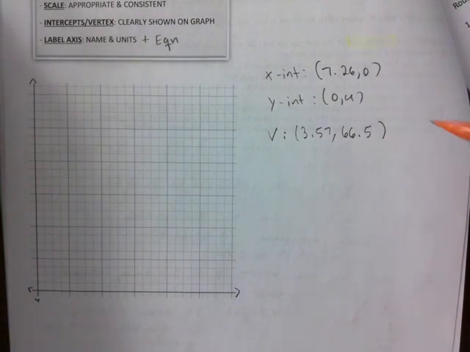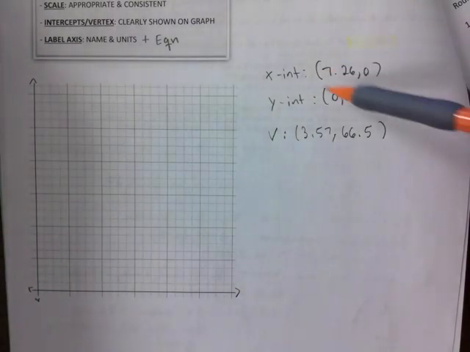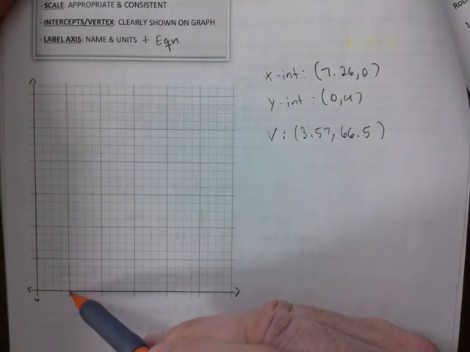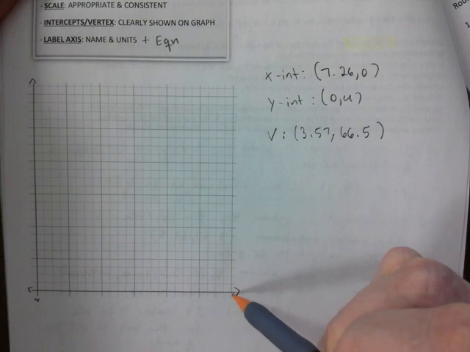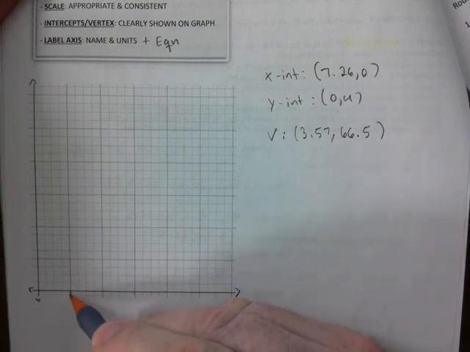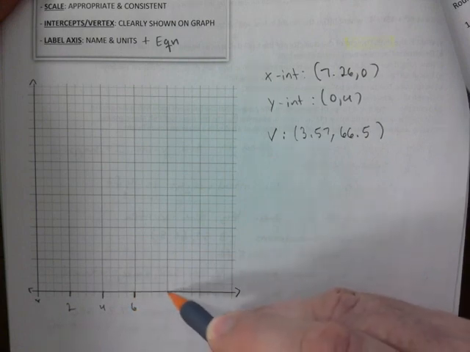Those are the points I must have on here. I look at my x-intercept to determine my domain, right? I need to go all the way to 7. So if I go back down here, I'm going to try 1, 2, 3, 4, 5, 6. It's too short. Okay. I'm going to try going up by 2. So 2, 4.